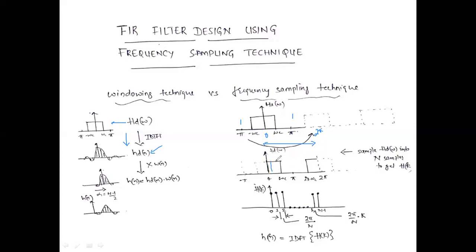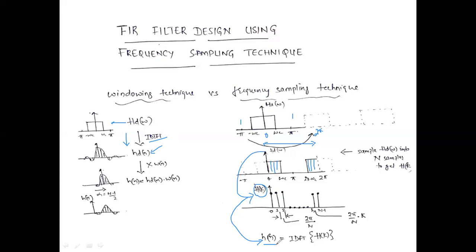Then afterwards, this particular frequency response is sampled, depending on your order budget. If you have a budget of order 8, then you go for 8 samples. If you have an order requirement of 20, you go for 20 samples. So once you convert the frequency response into a discrete format, then you need not take IDTFT. Rather, you simply take IDFT, and you end up getting the impulse response.